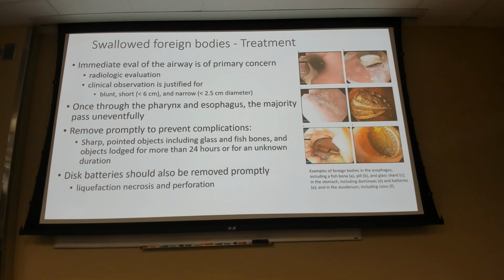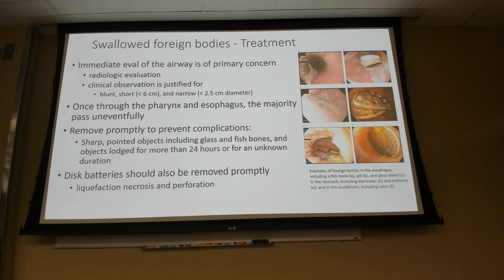Obviously, airway is our first priority. As long as the airway is intact, we can look at further treatments or diagnostic studies like x-rays. Like I said, it depends on whether it's blunt, short, narrow, and how sharp it is. People swallow toothpicks a lot as well, so those are typical things you'll see. A lot of people eat fish bones and they get lodged in the esophagus. But usually once it makes it through the esophagus, they pass naturally.